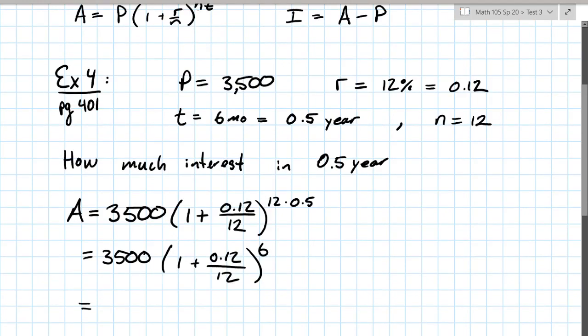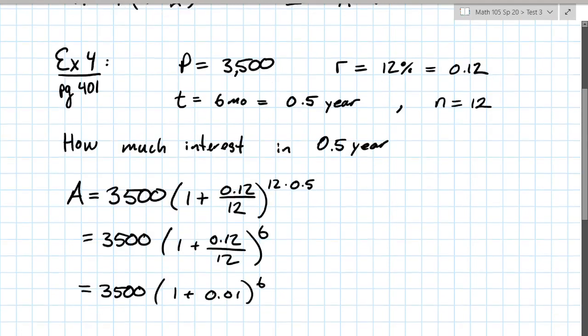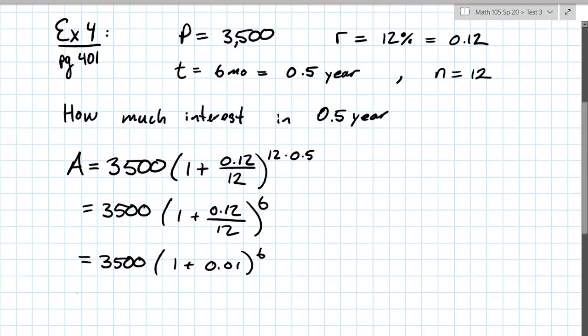Using our order of operations, we have 3,500 times 1 plus 0.12 divided by 12, which is 0.01, raised to the 6th power. So we have 3,500 times 1.01 to the 6th power.